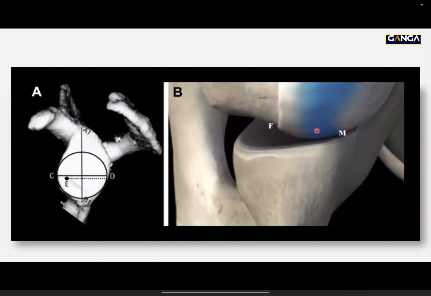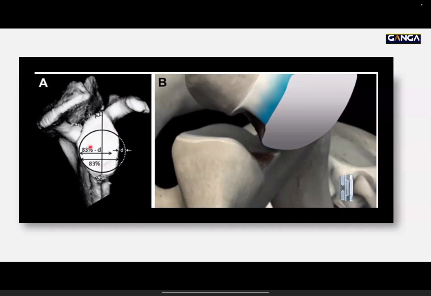So this we will see. Basically, during the movement of the glenohumeral joint, almost 83% of the bony glenoid only will be articulating with the humeral head. So that's why whenever we calculate glenoid bone loss, we calculate 83%, because only 83% of the bony glenoid will be articulating with the humerus. The complete 100% of bony glenoid will not articulate with the humeral head.